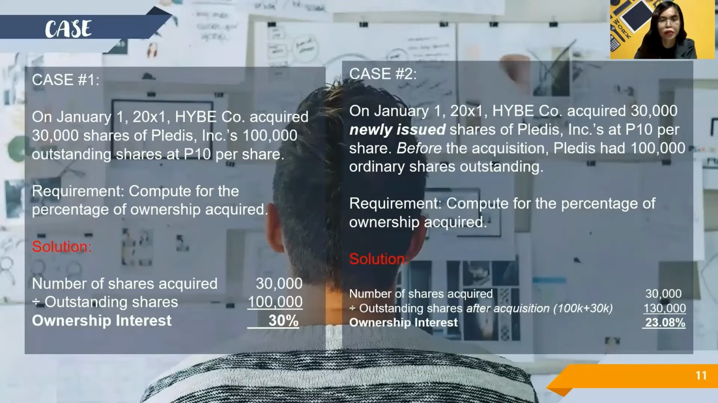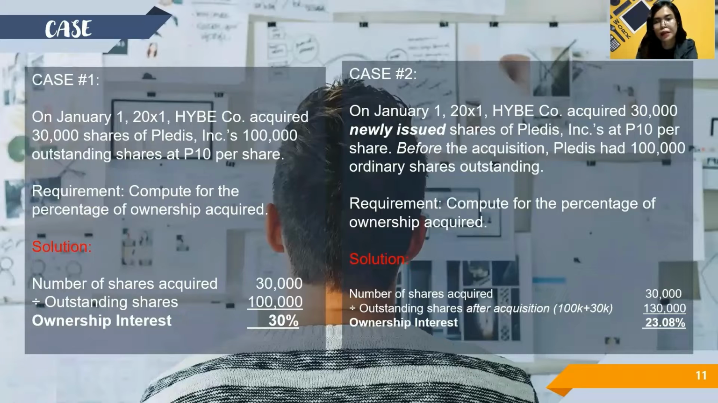So next slide. So here is a case or an example of the ownership. So sa case 1, on January 1, 20X1, Hive Company acquired 30,000 shares of Pledis Incorporations. So 100,000 outstanding shares at 10 pesos per share. So ang required dito is to compute for the percentage of the ownership acquired. So para ma-solve natin yon, we will just divide the number of shares acquired sa outstanding shares. So meron tayong in-acquired na 30,000 divided by 100,000. So we have 30% of the ownership interest.